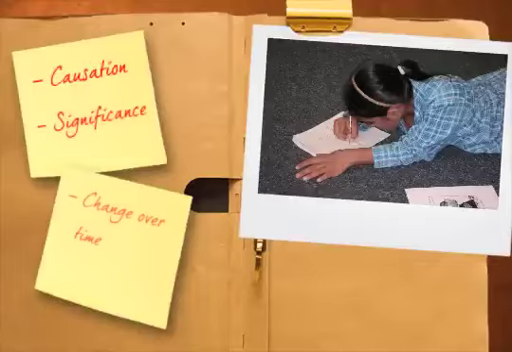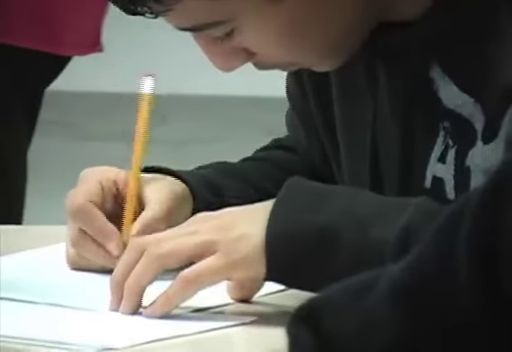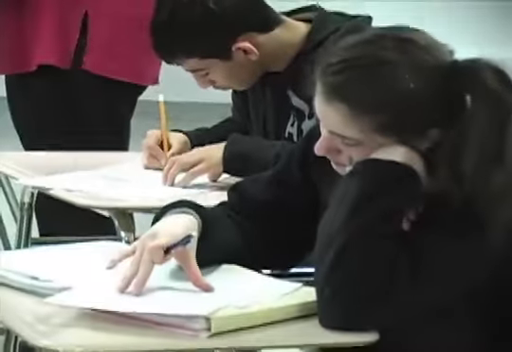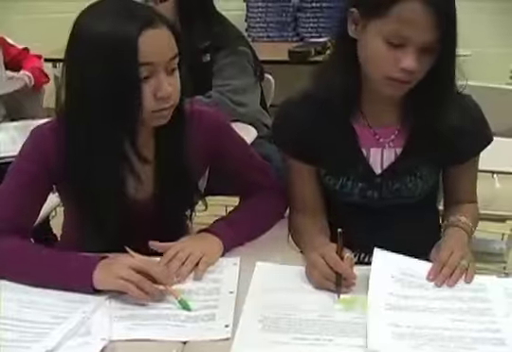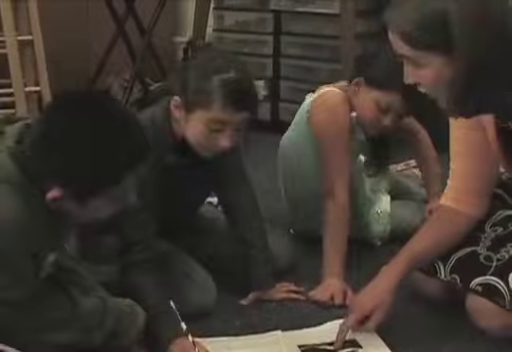But of course, there are more elements, concepts like causation, significance, and change over time. Reading strategies like corroboration. Historical thinking is complex, and it is vital to helping students become better readers, thinkers, and citizens. It's not separate from the content we want students to learn. Instead, it is the vehicle that will help them master it.